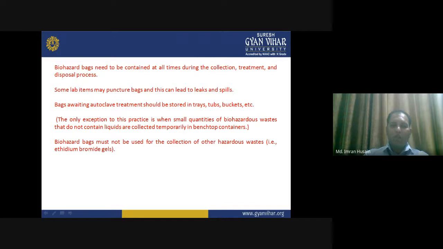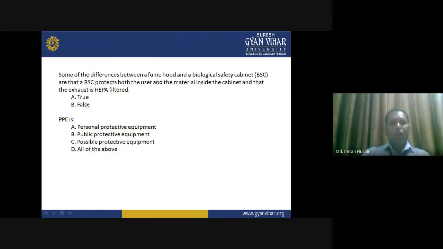Biohazard bags must not be used for the collection of other hazardous waste, that is, ethidium bromide gels. So every time you must be properly educated and informed about how you should carry out the scenario, and you should understand the gravity of the situation every time. So these are the MCQs that you have to practice now.